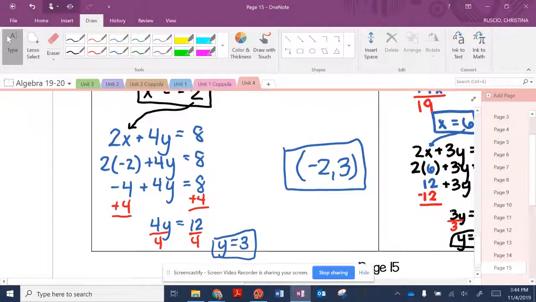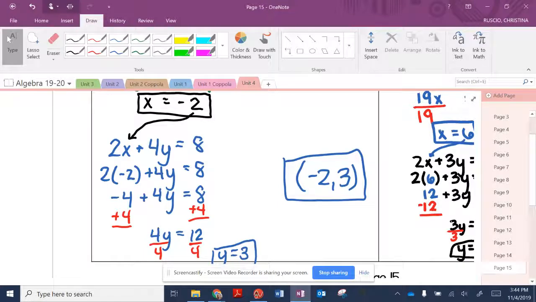And I ended up with y equaling 3. So the point of intersection is at -2, 3. So we have a couple ways to check at this point. We're going to do the check just on this question. I know it said to do it on all of them. Let's just do it right over here.